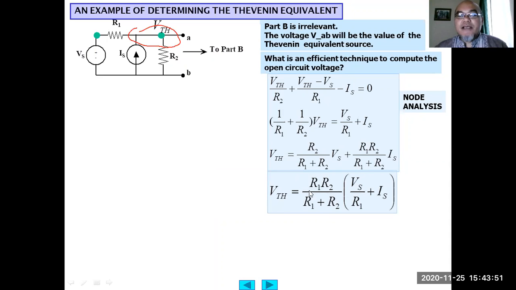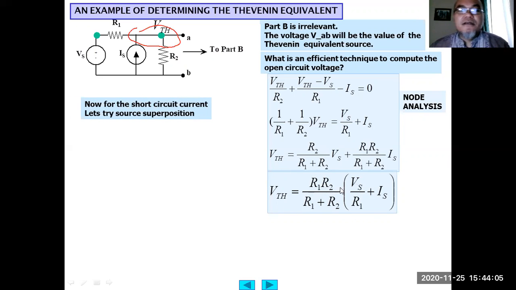Then we obtain VTH, or simplified further, this becomes R1 R2 divided by R1 plus R2 times Vs divided by R1 plus Is. We obtain the Thevenin equivalent voltage source. Then we calculate the short circuit current at this PB. When it is short circuited, later we can calculate the Thevenin equivalent resistance.